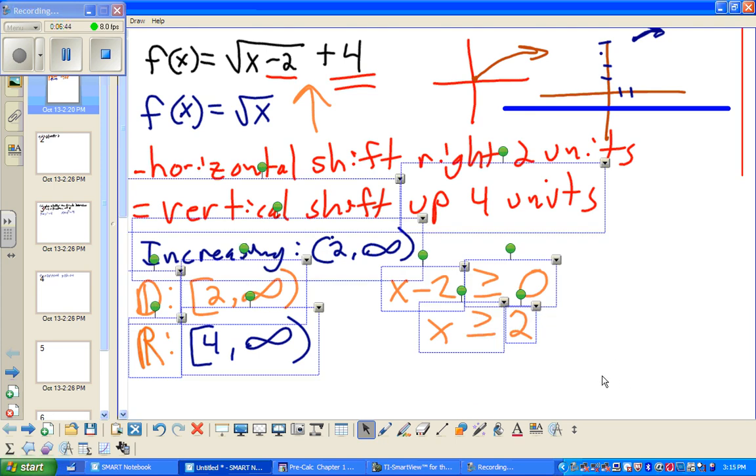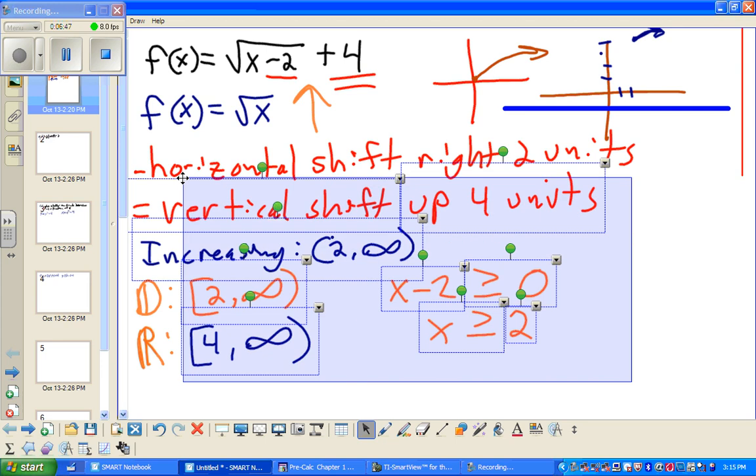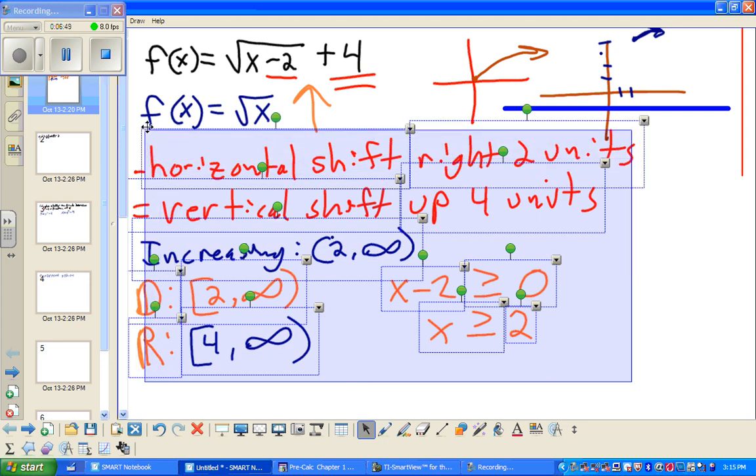Try to clear up some room here. Keep most of this stuff on the screen at the same time.